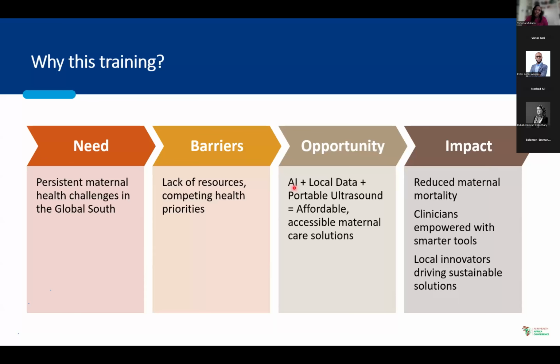And so we look at it as getting AI models, we get local data, train this model together with what we call a portable probe or a portable ultrasound device, and we are able to provide local affordable maternal care solutions so that even the dispensary right next in the village can actually do the ultrasound scan. And of course, we'll have high impact where we reduce those rates we've seen in the previous slide.